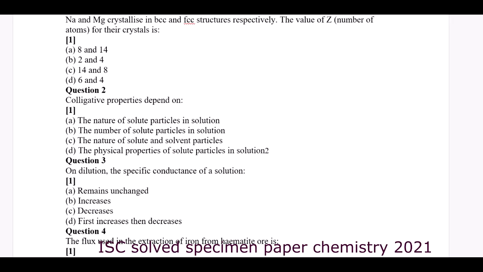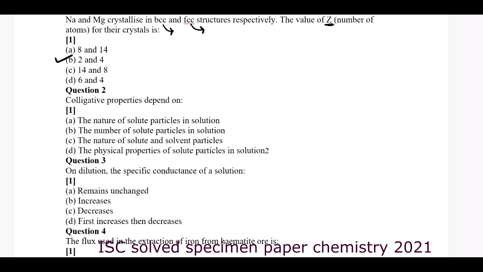Question number 1. Sodium and magnesium crystallize in BCC, body centered cubic, and FCC, face centered cubic, cell structure respectively. The value of Z, that means the number of atoms per unit cell. That's a direct question, so you only have to know the number of atoms per unit cell. For BCC the number of atoms is 2, for FCC 4, so option B will be the correct option.